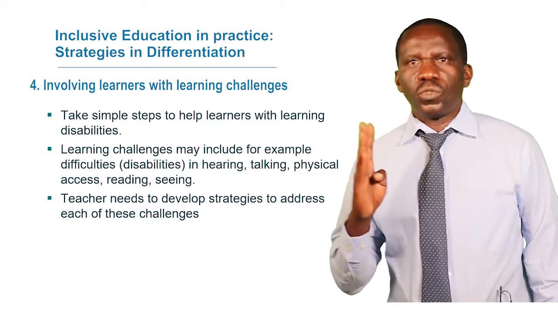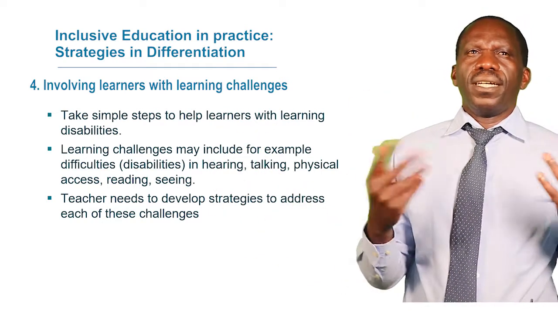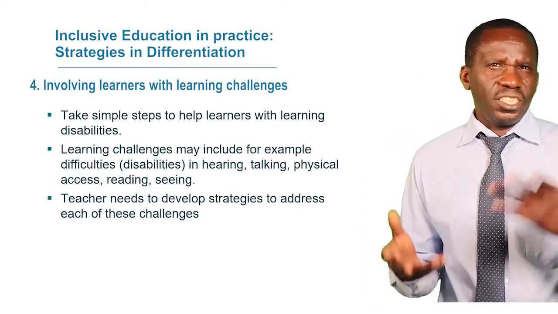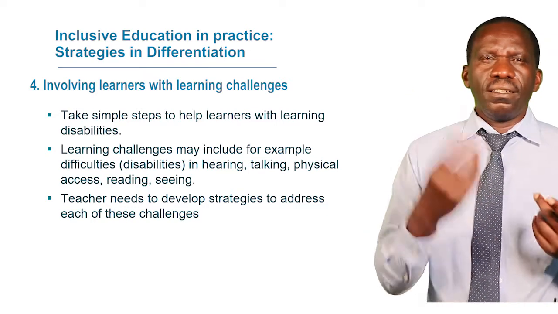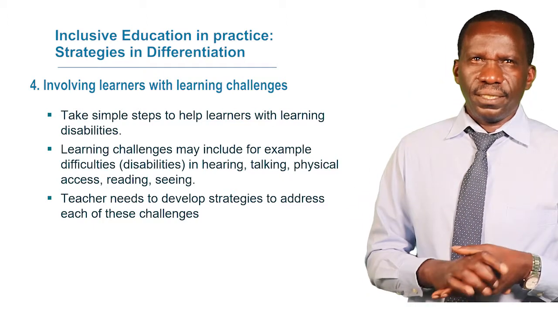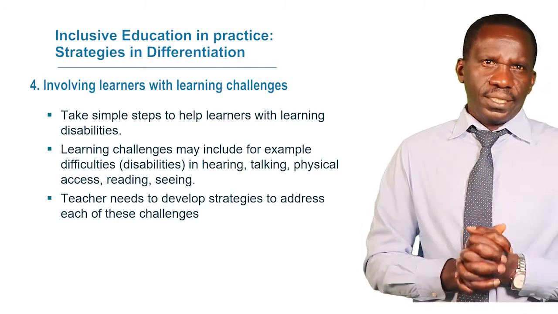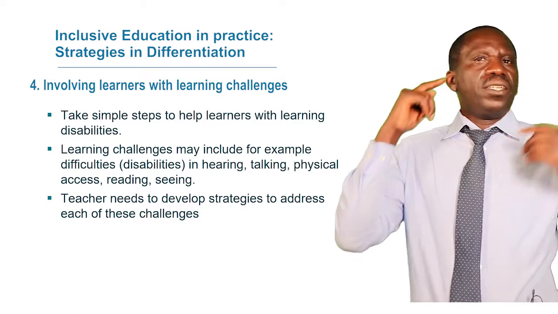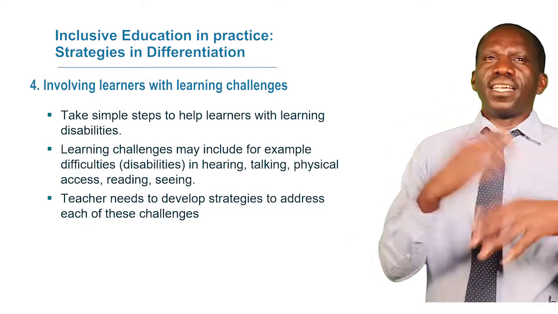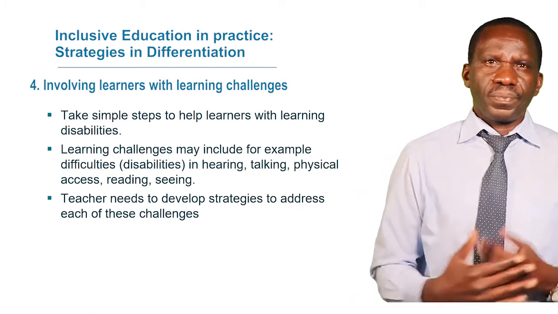Finally, the fourth strategy for differentiation is to involve learners with learning challenges. Learners can have various challenges, including hearing, talking, physical access, reading, and seeing challenges. For each case, you have to find a way to involve learners with those challenges. For example, learners with hearing challenges may be assisted by use of sign language, or allow them to sit in the front row, etc.